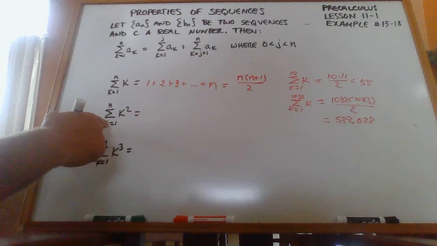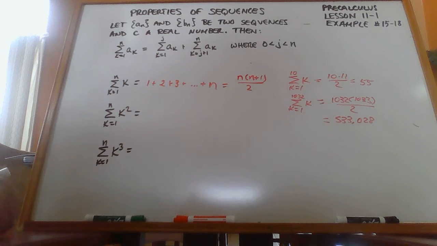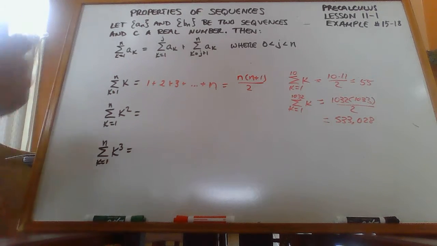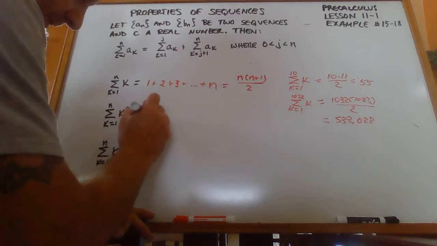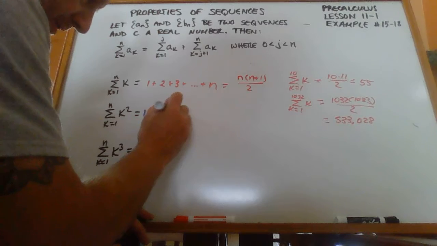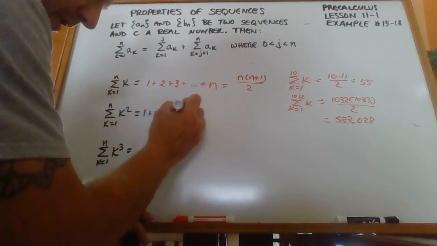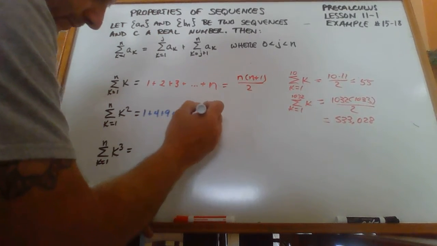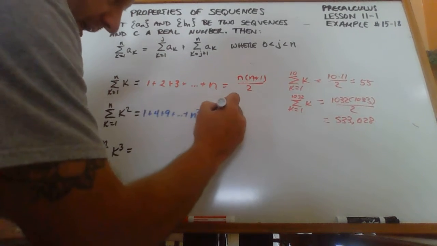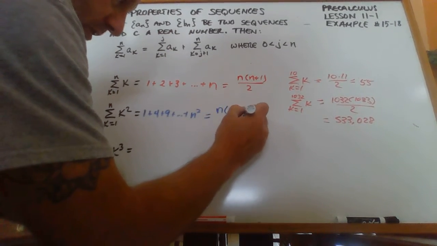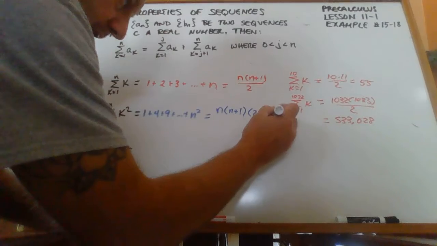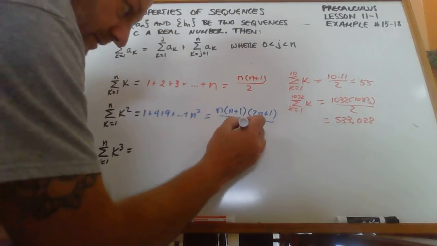So my next problem here is the sum from k equals 1 to n of the k squareds. This is one of the harder formulas to remember. This is basically 1 plus 4 plus 9 plus ... plus n squared. And that's going to be n times n plus 1 times 2n plus 1 divided by 6.